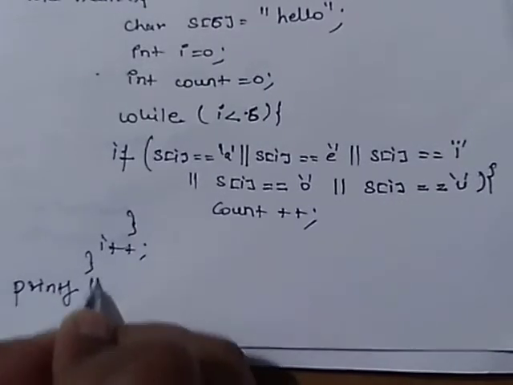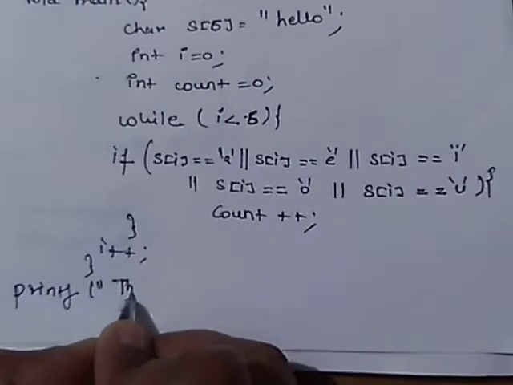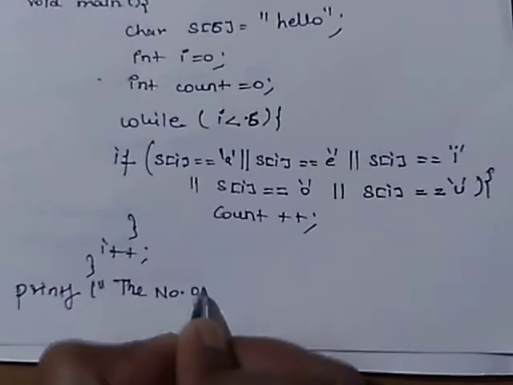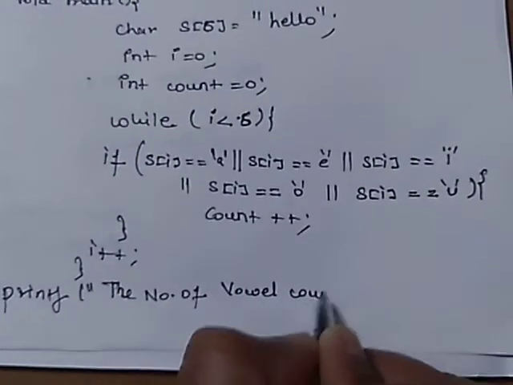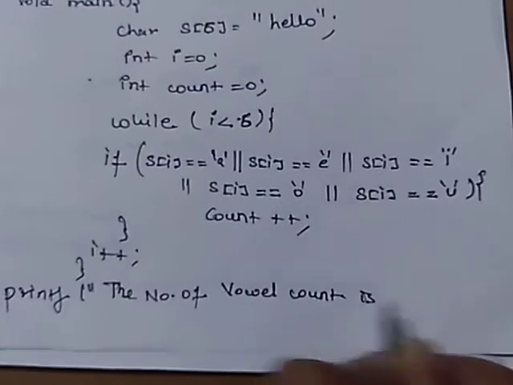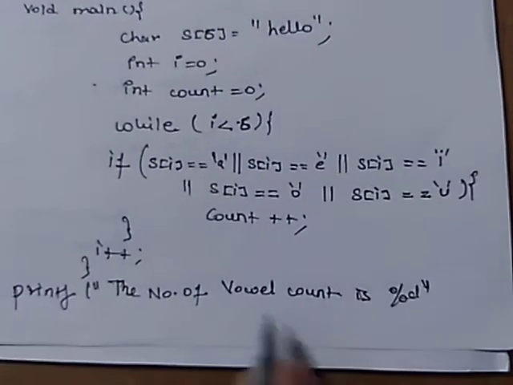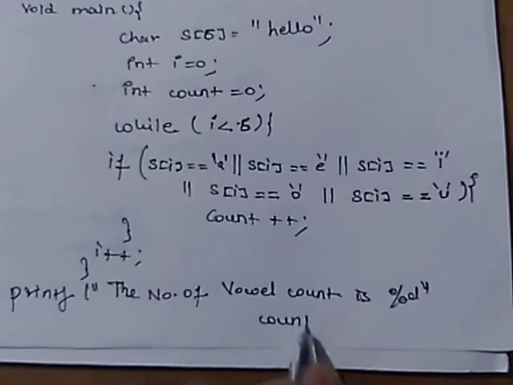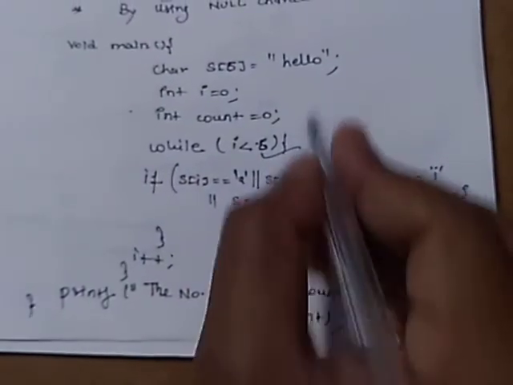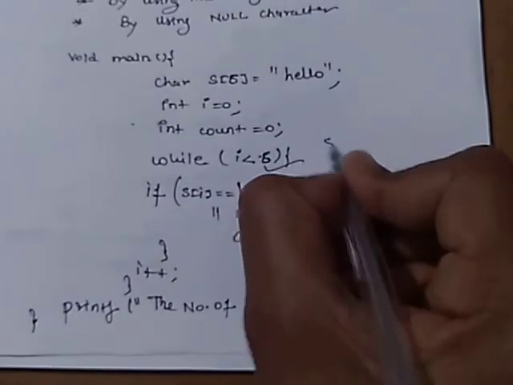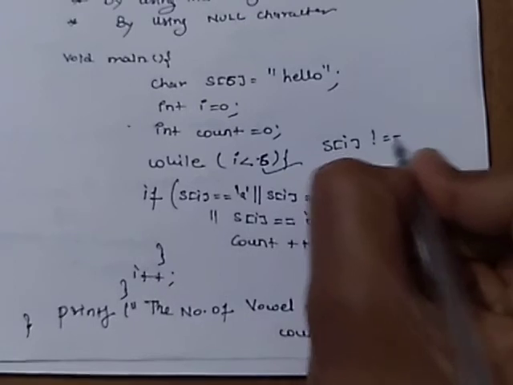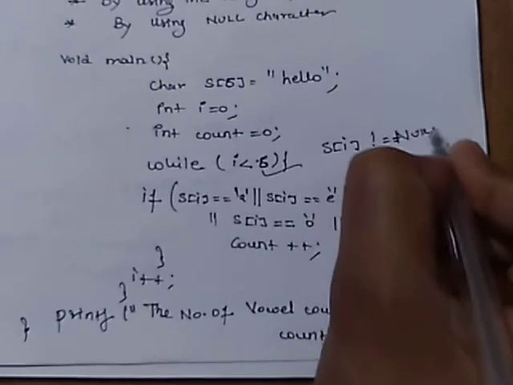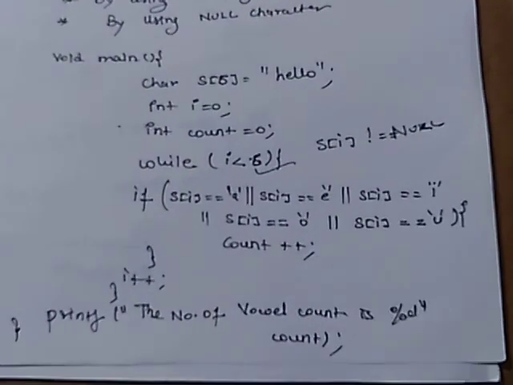the number of vowel count is %d, count. So we have used the length of the string. In case of null character, we will use this statement like if s[i] is not equal to null. Thank you very much.